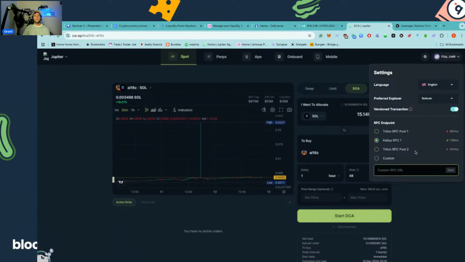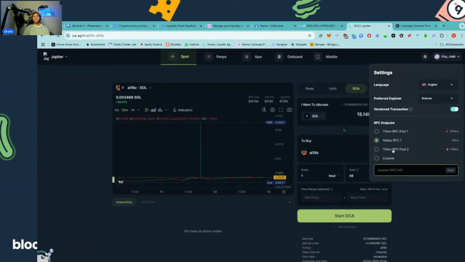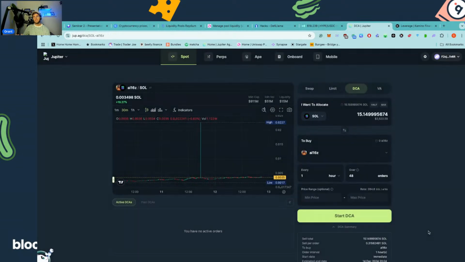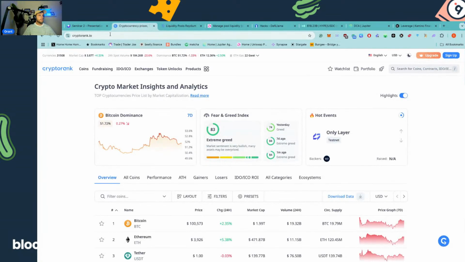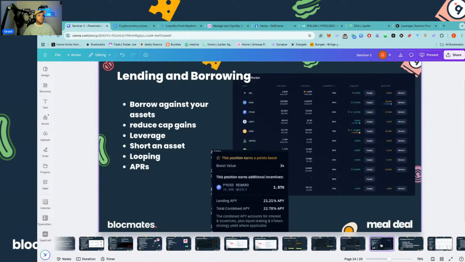And again, as I mentioned previously, you can just tap top right here and select your RPCs. Helius seems to just be head and shoulders above everything else. Right, so that's the vast majority of DEXes. Any questions? I'm just going to quickly look at if we've covered everything before we get on to lending and borrowing.